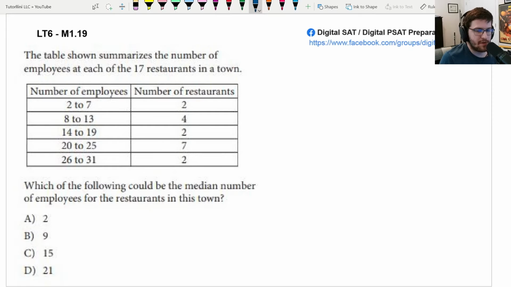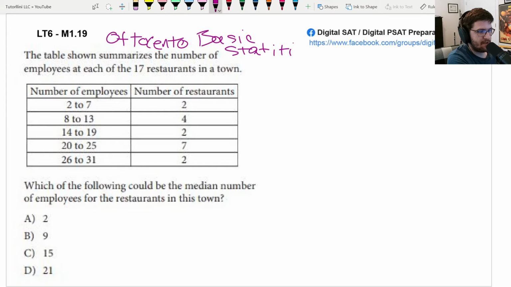Okay, this is Module 1, question number 19. So I go over this in my video on basic statistics. So please go watch that if you haven't already. I go over this in tremendous detail. This is finding the mean of a frequency table, or the median of a frequency table. I see that it says median number of employees. Okay, so the number of employees, because that's what it's asking for, that's the value. And then the other thing must be the frequency.